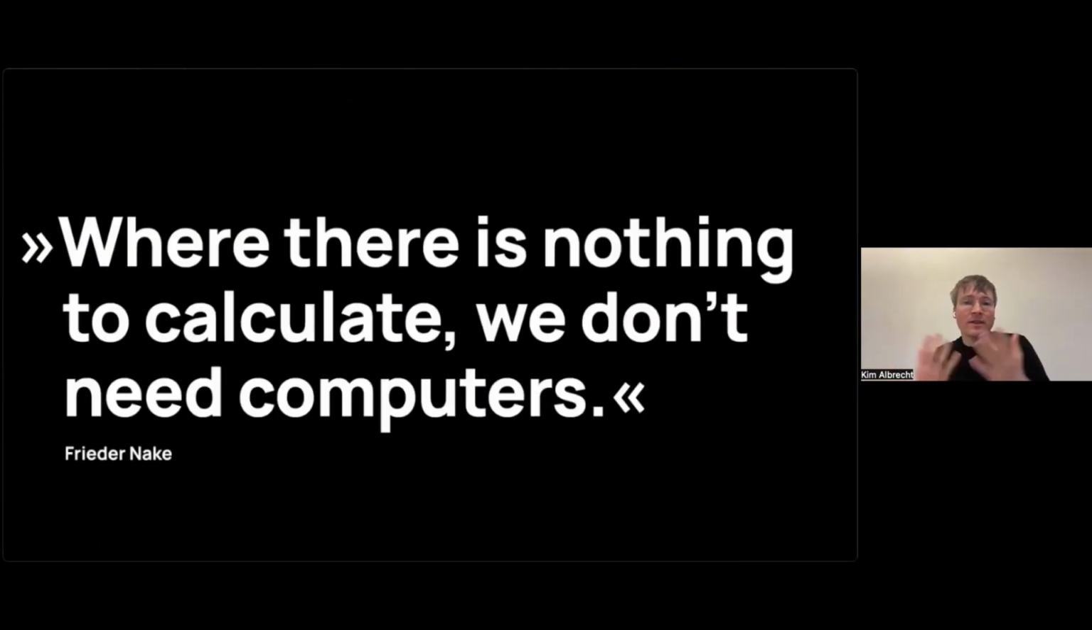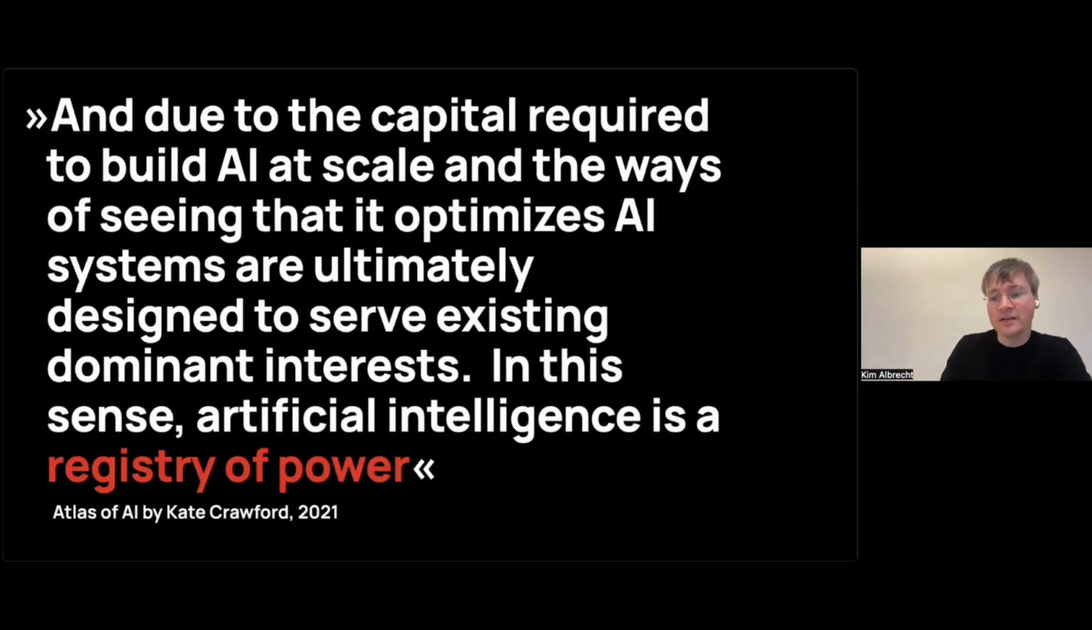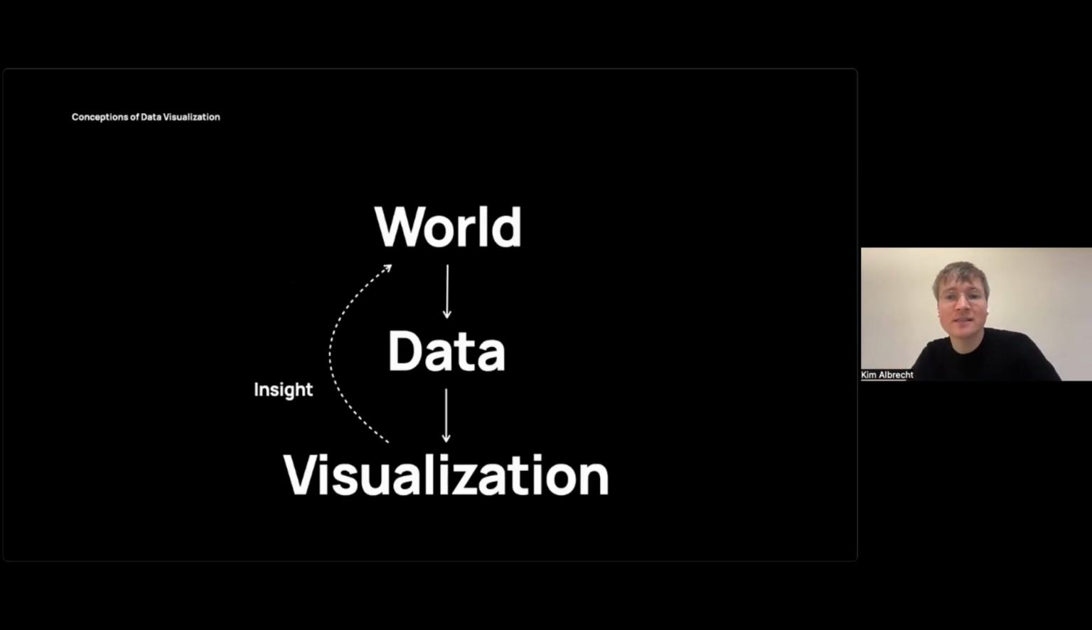Friedrich says, where there's nothing to calculate, we don't need computers. He's an early computer artist. So to understand what these systems are actually doing, we have to understand how they are functioning. So what is calculated? How to calculate language, ideas, thoughts, and sentences? And Kate Crawford called AI a registry of power. And I think this is pretty interesting for this diagram that I visualized in the beginning.